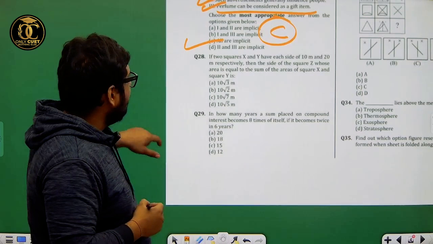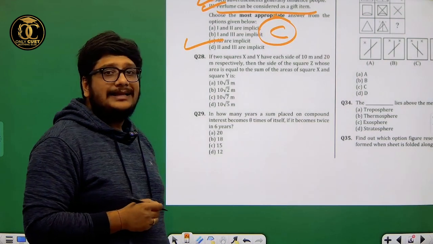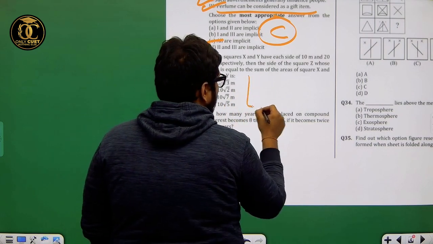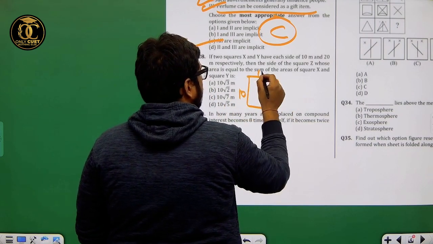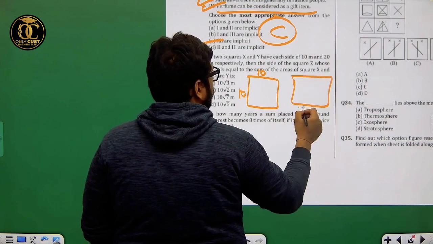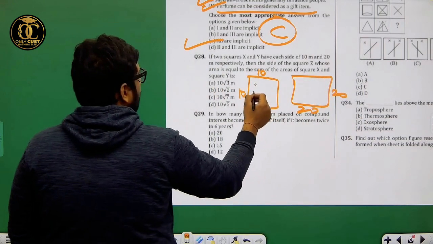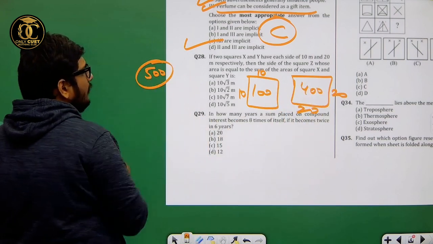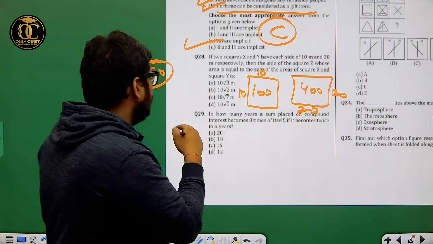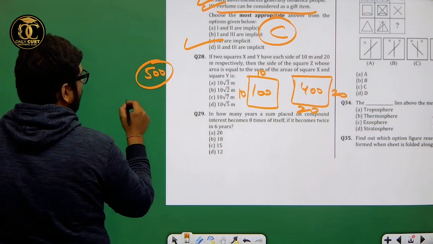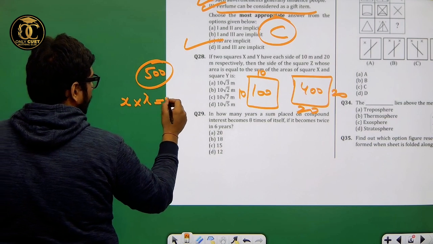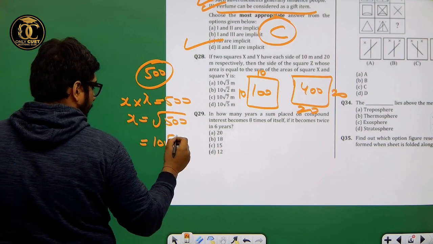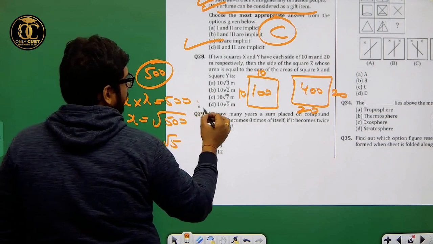Moving on to question number 28, it says, if two squares x and y have each side of 10 meter and 20 meter respectively, there is one square 10 by 10, another square of side 20 by 20. Area would be 100 and area would be 400. Total area would be 500. We have to find the side of a square whose area is 500. So x into x is equal to 500. That is, x is equal to root 500. That is 10 root 5. So 10 root 5 is option D.